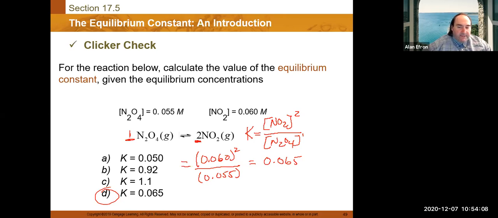This also tells us if we were to look at this value, this would be considered a small value of K, and we would expect when we reach equilibrium to still have a majority of reactants present at that point. Any questions on that there?